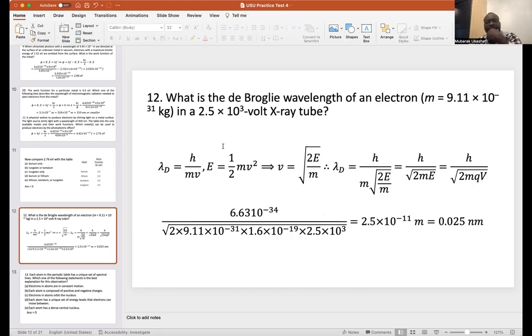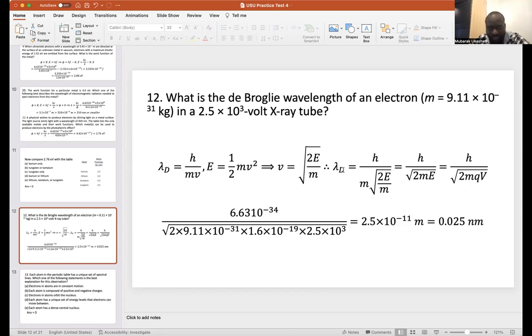Now let's go to number 12. So what is the de Broglie wavelength of an electron, given the mass of an electron, 9.1 times 10 to the minus 31 kilograms, in a 2.5 times 10 to the power 3 volt X-ray tube? So the de Broglie wavelength, the formula is known: it is h over the momentum, Planck's constant over mass times velocity, which is the momentum. Then we have to do some calculations here to get velocity in terms of energy. So kinetic energy, half mv squared, is energy. So from here, I solve for velocity, which is the square root of 2E over m.